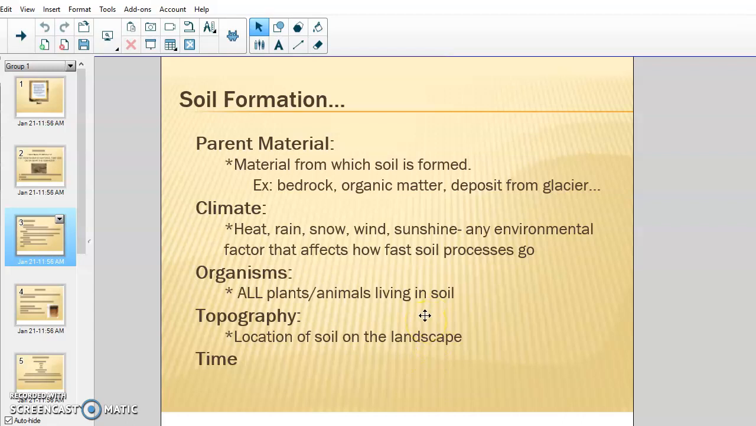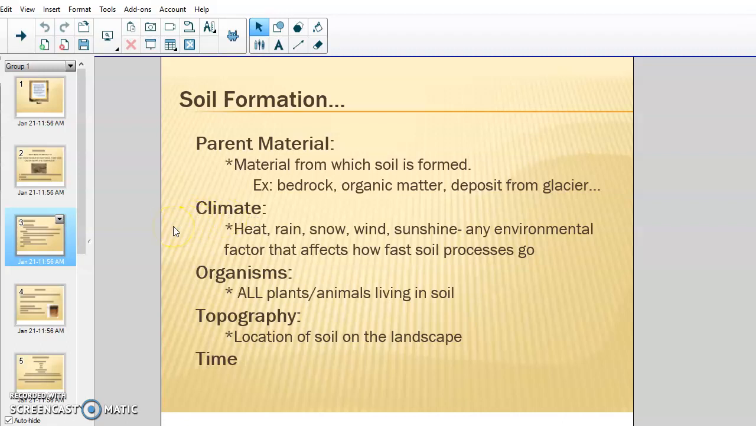The climate in which you're in plays a factor in soil formation. Heat, rain, snow, wind, sunshine, etc., will decide how fast or slow soil processes go. If you get a lot of heat like we do in Arizona, right, our soil formation doesn't happen very well. Okay. If you're in places with a lot of rain and a lot of sunshine, you end up with very nutrient-dense soil, usually thick clay-like soil. And then if you have a lot of wind, you may not have a lot of soil because it continuously gets blown. That top layer of soil gets blown away.